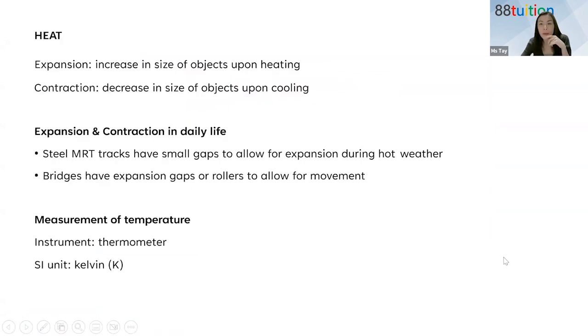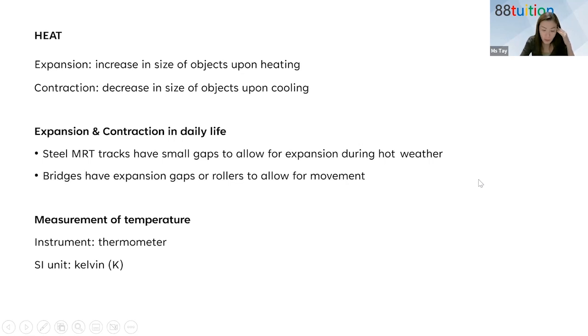Okay, so very quickly, just the main points. When we talk about heat, you need to understand what is expansion and what is contraction. If they ask you to define, you have to write this down. And then in our daily life, examples are extremely important. A lot of times you are asked to actually explain what is happening.